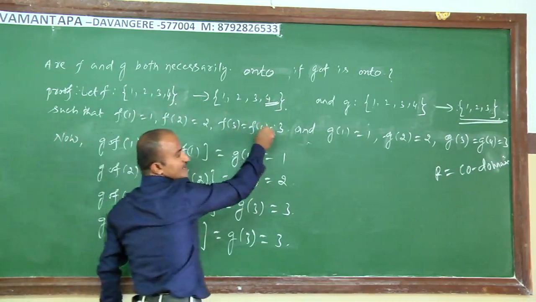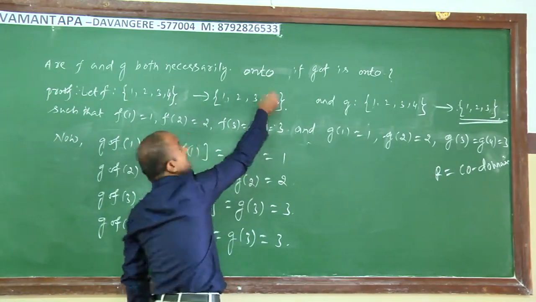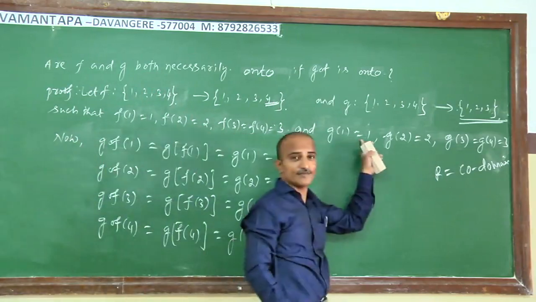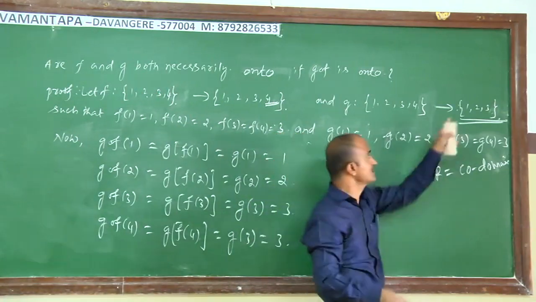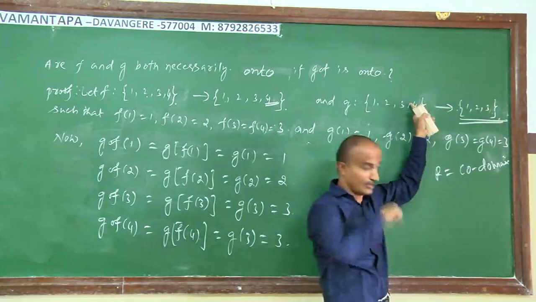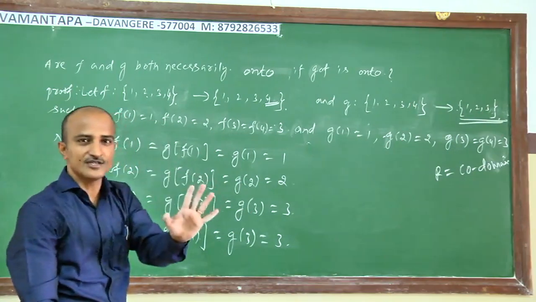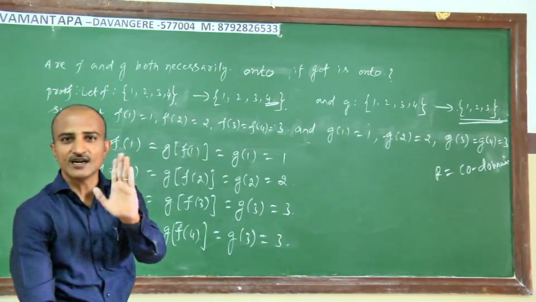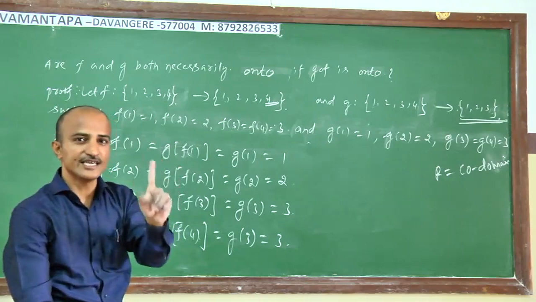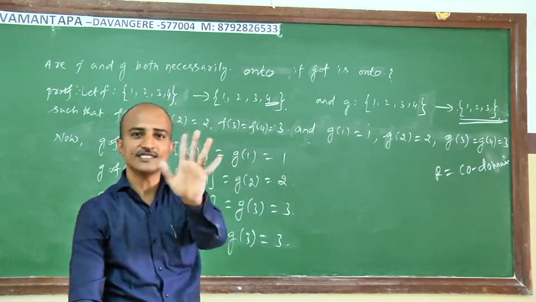Look here, f of 3 equals f of 4. We have the image of 3 and 4 is 3, where 4 is not the image of any element of the domain of f. Therefore, f is not onto. But g is clearly onto, because every element of the codomain has a pre-image in the domain. Thus, we can conclude that if g∘f is onto, it is not necessary that both f and g are onto. f is not 1 to 1 and not onto, but g is onto, which means g being onto is sufficient for g∘f to be onto.